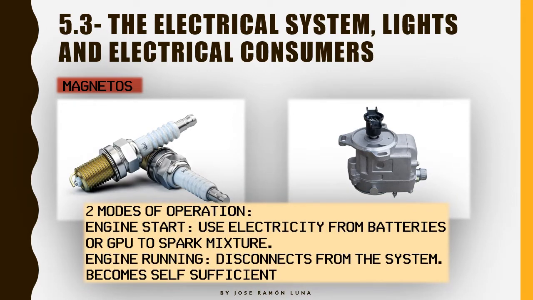There are two modes of operation. Engine start: the magnetos are going to use electricity from the batteries or the GPU to start sparking the mixture, right? Now, once the engine is running, the magnetos are automatically going to disconnect from the electrical system. They're going to become self-sufficient. They're going to use that engine rotation, just like the alternator, to keep producing sparks. So even if you have a complete engine failure, you're never going to lose your magnetos, okay? That's the special thing about the magnetos.